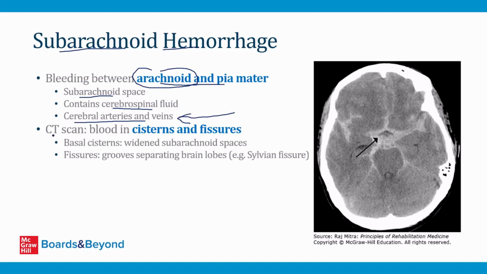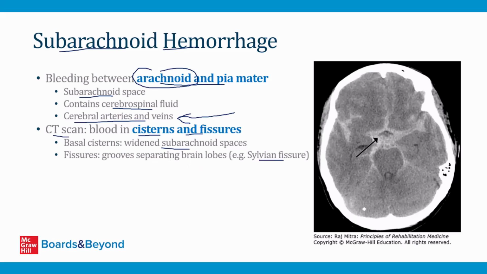On CT scan, these types of intracranial bleeds look entirely different from epidural and subdural hematomas. You don't see any bleeding along the edge of the skull. Instead, what you see is blood filling the cisterns and fissures. So the basal cisterns are widened subarachnoid spaces at the base of the brain, and the fissures are grooves that separate the brain lobes, like the Sylvian fissure is a classic one.